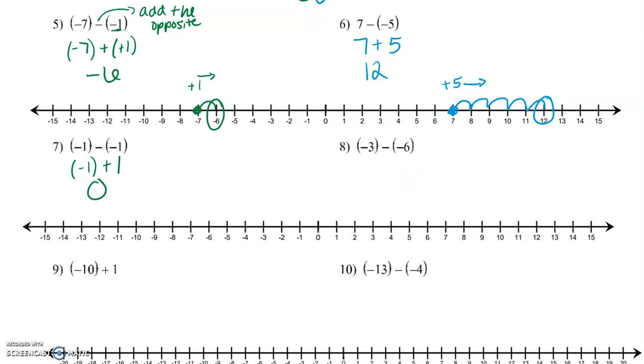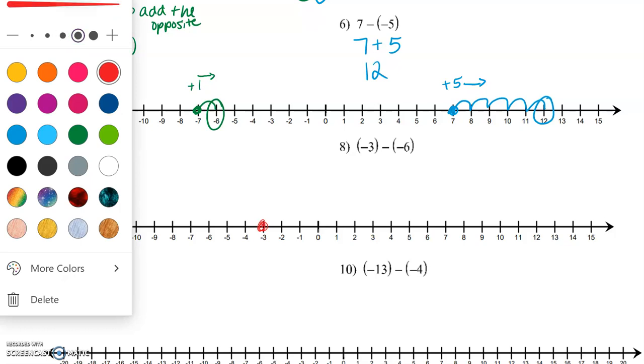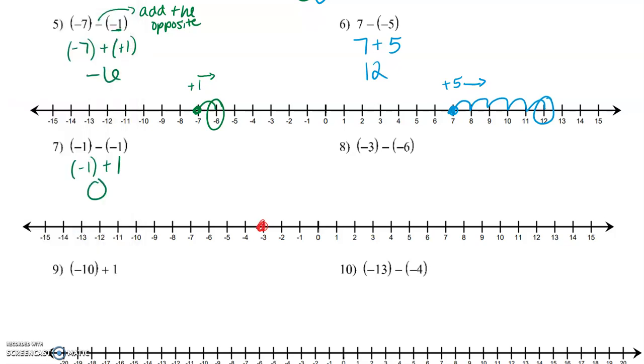So if we start here at -3 like we did on the last one, and we're subtracting a -6, well, the subtraction on the negative is going to reverse us. So anytime you see that negative, it's going to reverse directions. So we're going 6 units to the right, and we wind up at the same thing.